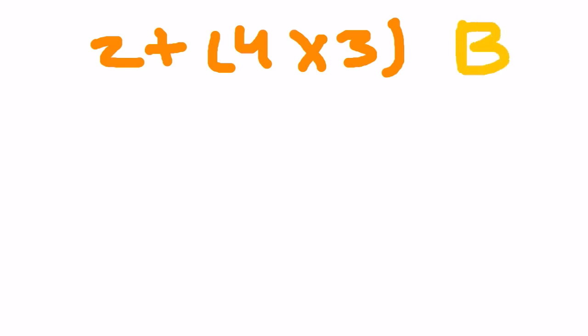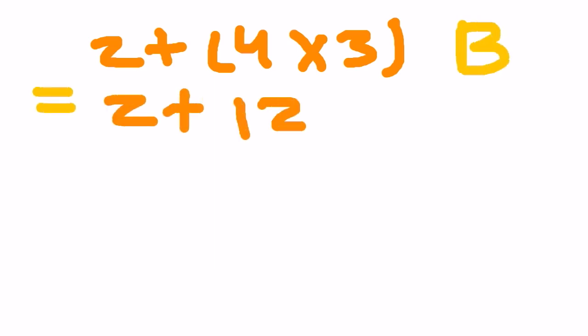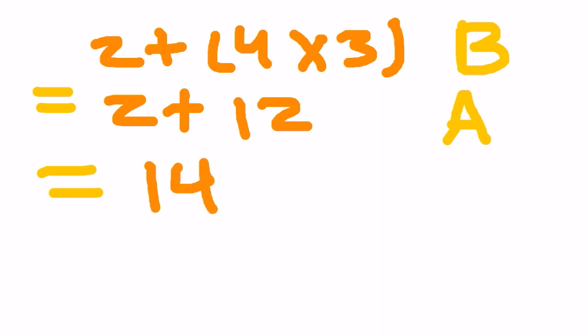So let's try this expression. First, we're going to start with the B, so we're going to simplify what's in the brackets, which is 4 times 3, which equals 12. Then we're going to do the A, addition, and add the 2 and the 12 to get 14.